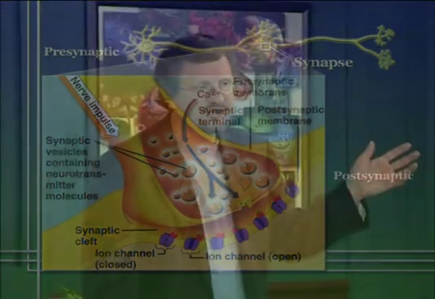When depolarization arrives at the presynaptic side of the synapse, that is, when an action potential propagates down to the end of this axon to its synaptic terminals, that depolarization causes those vesicles to move to the cell membrane, fuse with the cell membrane, and release the neurotransmitter into the synaptic cleft.